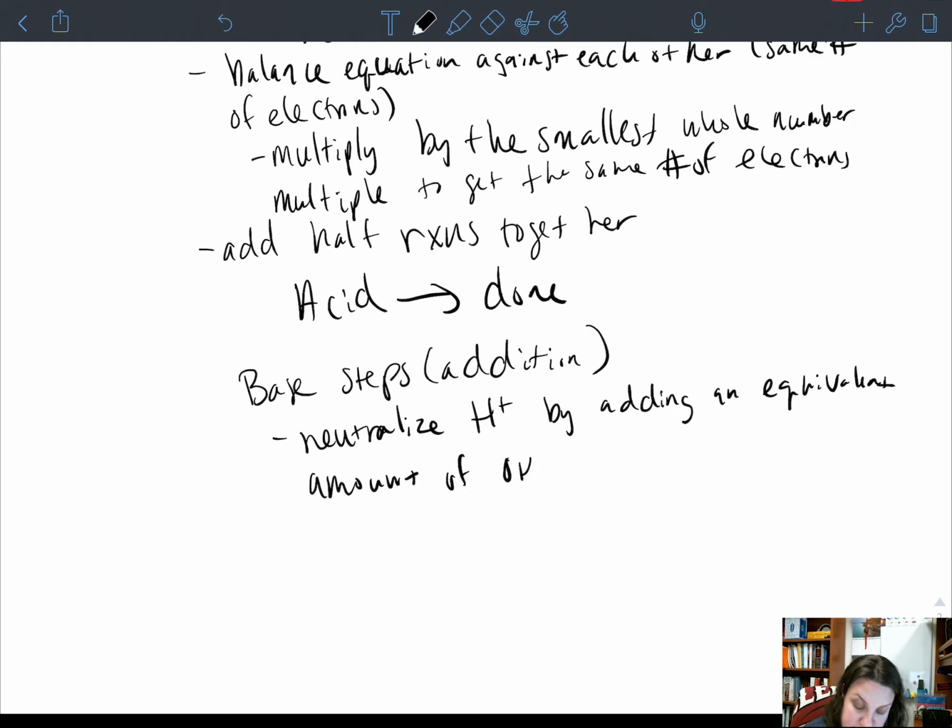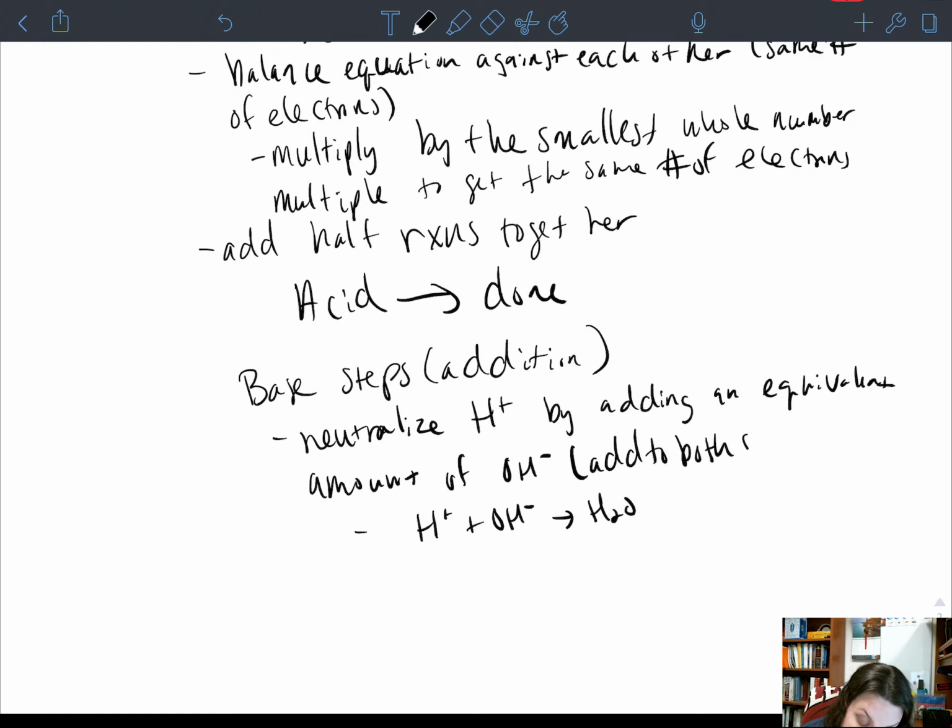Remember, H plus plus OH minus gives you H2O. But you have to add it to both sides. If you do not add it to both sides, you will not have a balanced equation. So you must add hydroxide to both sides. So one side of the equation, you're going to take your protons and you're going to add it with your hydroxide, and you're going to produce water. On the other side, you're going to have excess hydroxide, and that's fine because you're in base.